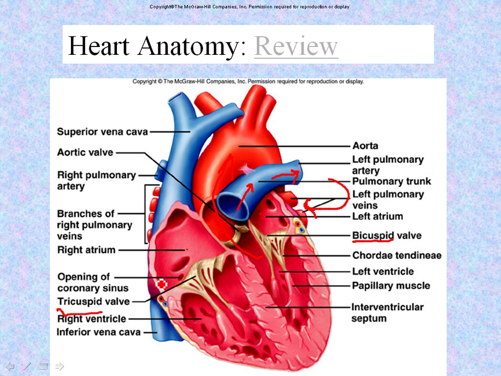So we saw atrioventricular valves, right, in between the atria and the ventricles, but in fact we also have another set of valves that are called the semilunar valves. And you see one here. This is the aortic valve, or the aortic semilunar valve. The other one was going into that pulmonary trunk. It's called the pulmonary semilunar valve.